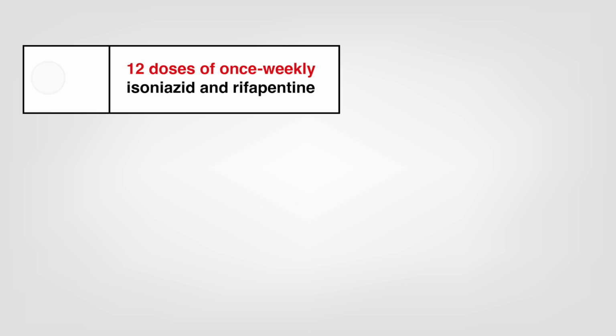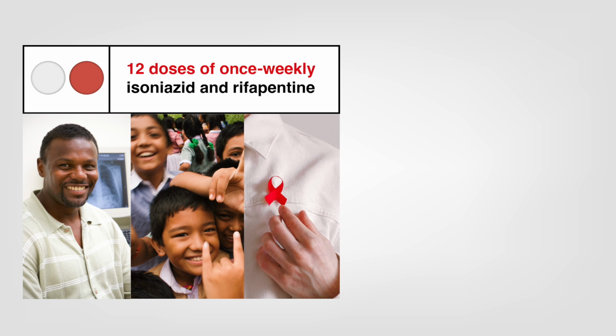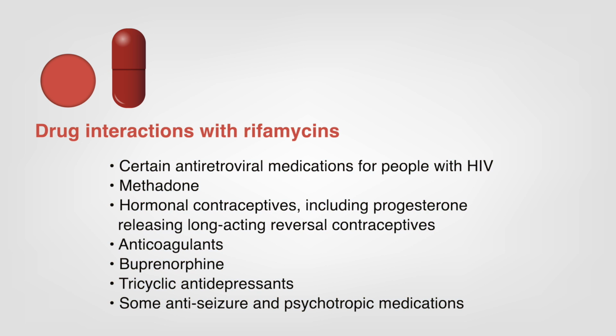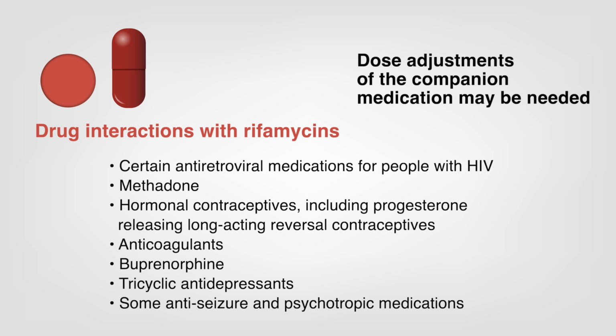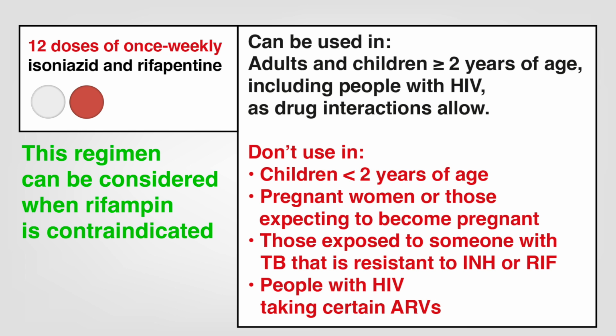The 12-dose regimen of once-weekly isoniazid and rifapentine is one of the preferred regimens and can be used in adults and children 2 years of age or older, including people with HIV, as drug interactions allow. Rifamycins can have significant drug interactions with other medications, including but not limited to those listed on your screen. Since rifamycins can reduce concentrations of some medications, dose adjustments of the companion medications may be needed. Drug interactions with weekly rifapentine are fewer than with rifampin. Thus, the 12-dose once-weekly regimen can be considered when rifampin is contraindicated.